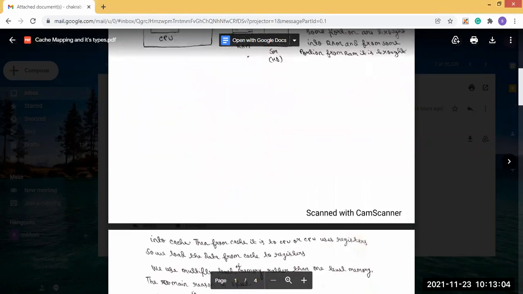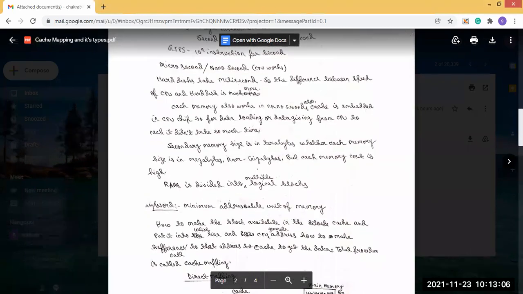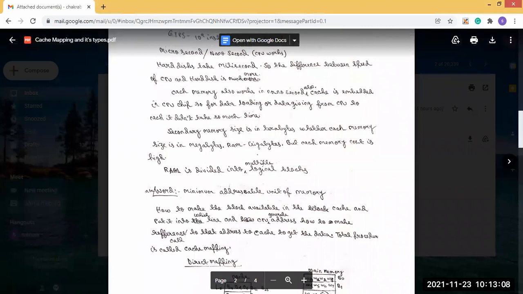What is cache mapping? We will understand now. The minimum addressable unit of the memory is the word. Now cache mapping is about making a block available in the cache and putting it into a particular line, and when the CPU generates an address, referencing that address in the cache to get the data. This total procedure is called cache mapping.